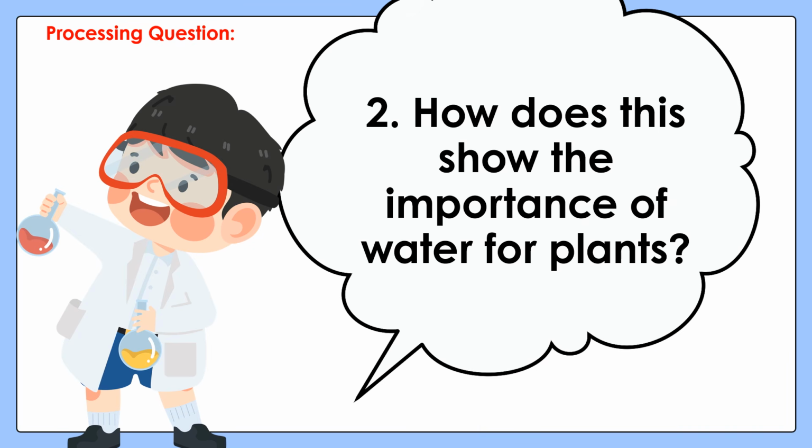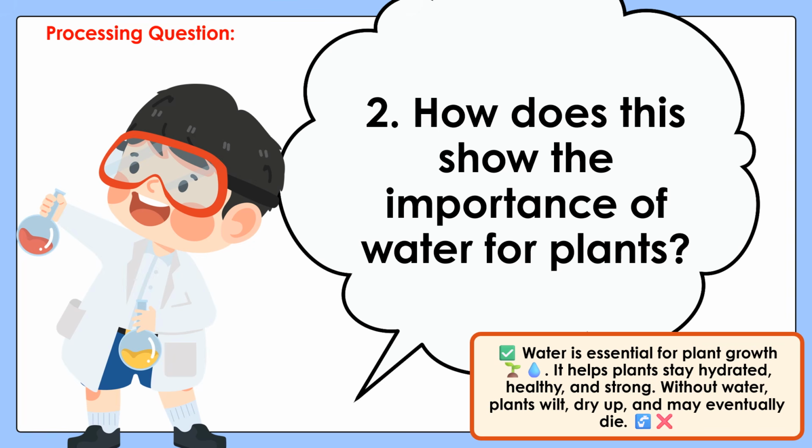Second, how does this show the importance of water for plants? The answer: water is essential for plant growth. It helps plants stay hydrated, healthy, and strong. Without water, plants wilt, dry up, and may eventually die.